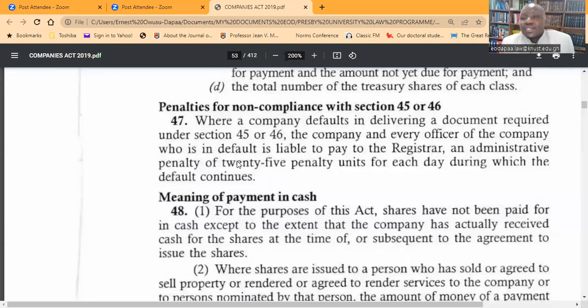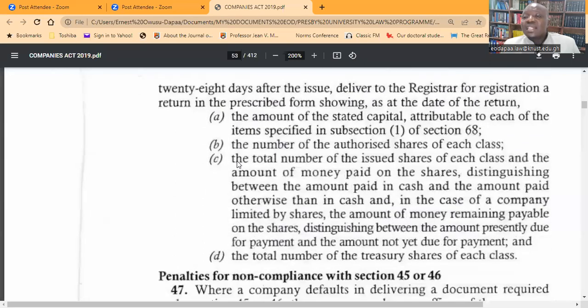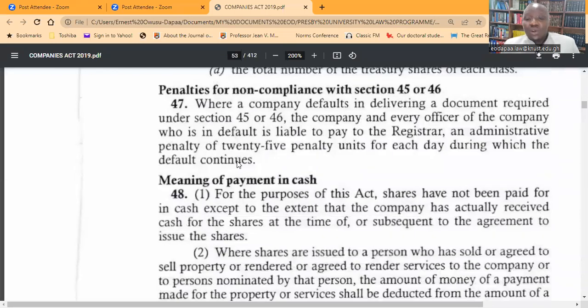Now, in view of the importance of the document we call the return of issue, which has to be submitted to the Registrar of Companies, where the company decides to ignore that and not comply with it, because the law says that within 28 days after you have issued shares you are supposed to send the return, that is a report, so where you default, there will be sanctions. The sanctions are what we see in section 47. Where the default occurs, the company itself and every officer of the company who is in default is liable to pay to the registrar an administrative penalty of 25 penalty units for each day during which the default continues.